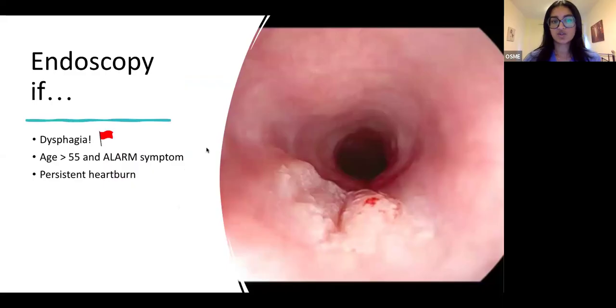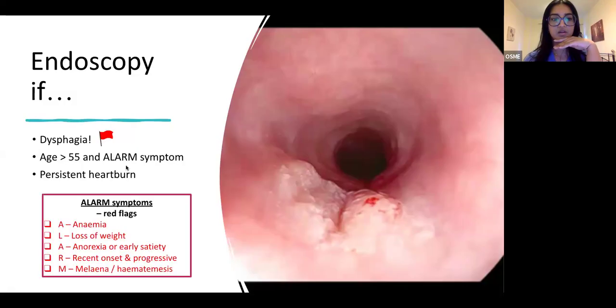So you would do an endoscopy in anyone if they have dysphagia, because that's the main red flag. And you would also refer them for endoscopy if they are older than 55 years old and they have the alarm symptoms that we talked about previously. And here is another reminder.